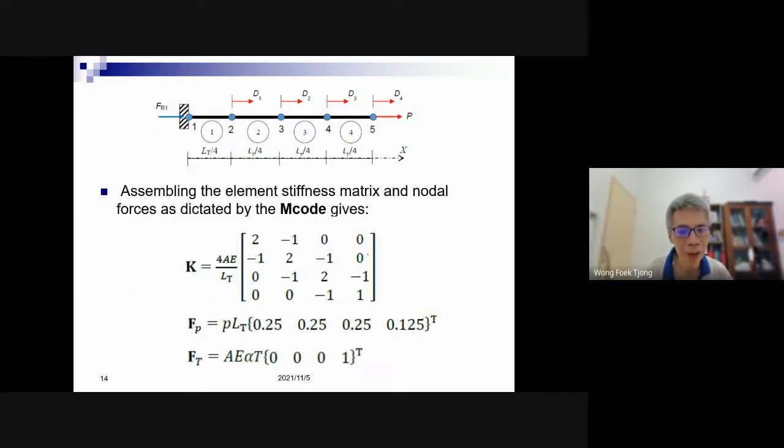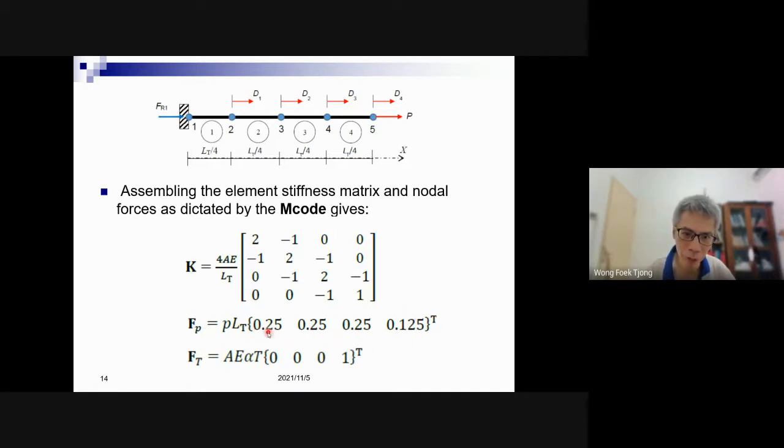The next step is just the assembling process, governed by the information from the M-code matrix. The result is this one, the 4x4 stiffness matrix, because we have 4 degrees of freedom. We also assemble not only the stiffness matrix but also the equivalent nodal force. Assembling means we add together at the appropriate place as indicated by the M-code. We obtain this one.